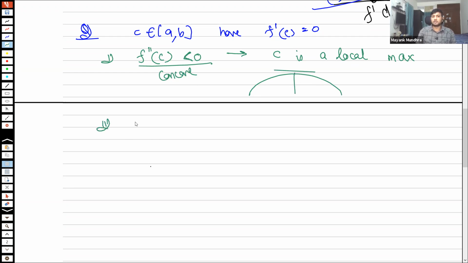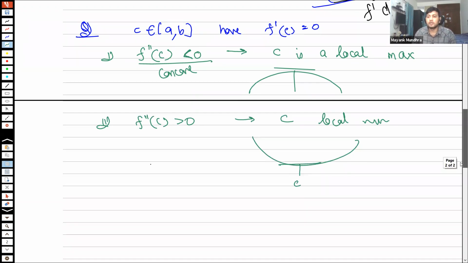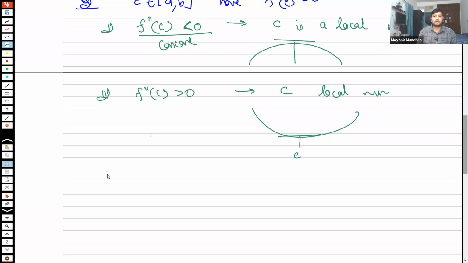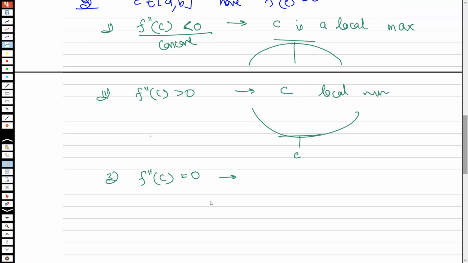Similarly, when you have f double prime C positive, you would have C as a local minima, because then it would be a convex function like this, and C would be a local minima. What about f double prime c equals 0? Then what happens? The point of inflection.